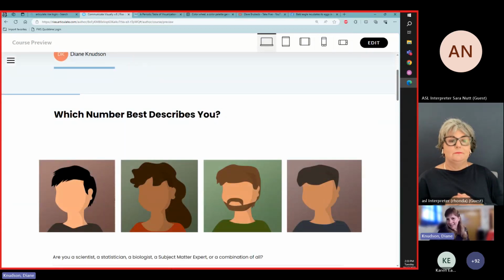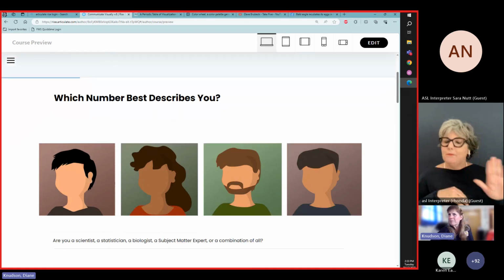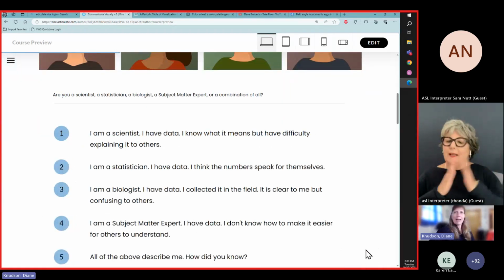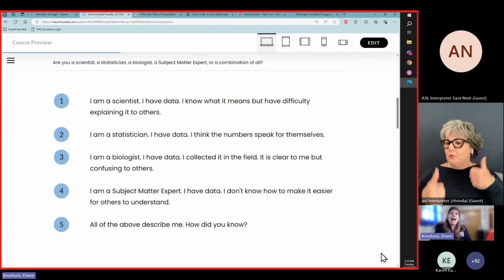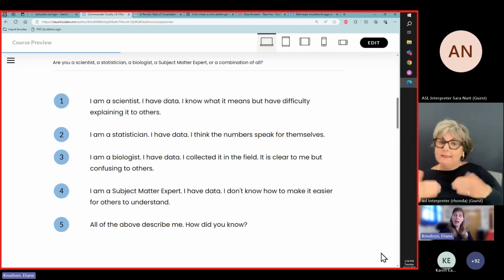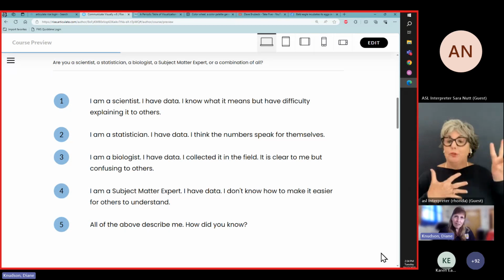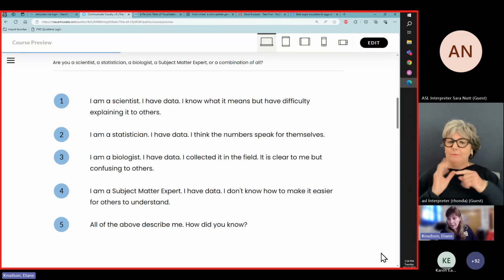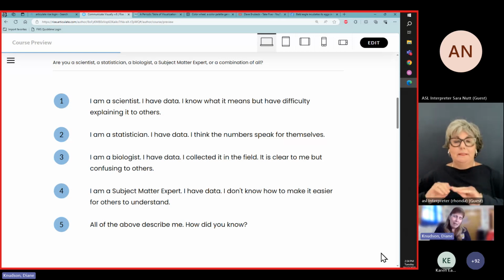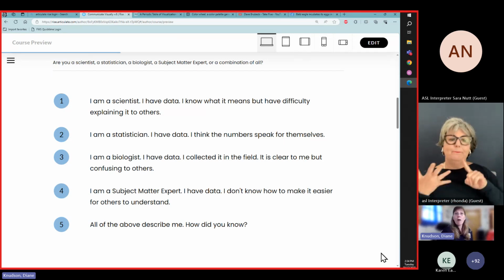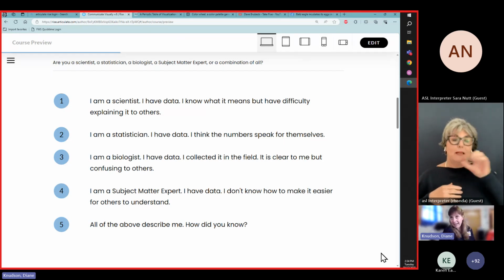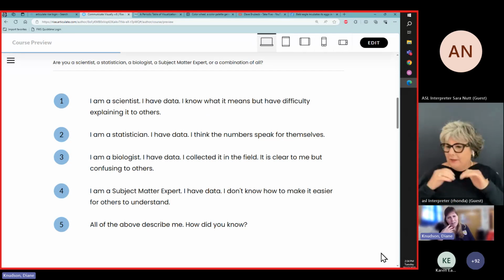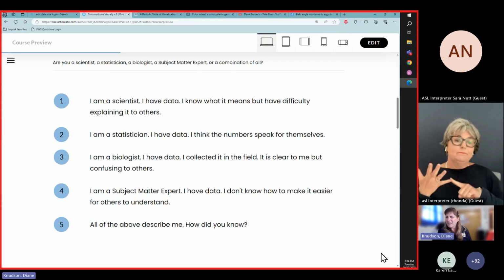So first of all, what I'd like to do is get to know you just a little bit better and ask which of these numbers best describe you. Number one, I am a scientist. I have data. I know what it means, but I have difficulty explaining it to others. Number two, I am a statistician. I have data. I think the numbers speak for themselves. Number three, I am a biologist. I have data. I collected it in the field. It's clear to me, but confusing to others. Number four, I am a subject matter expert. I have data. I don't know how to make it easier for others to understand. Number five, all of the above describe me.